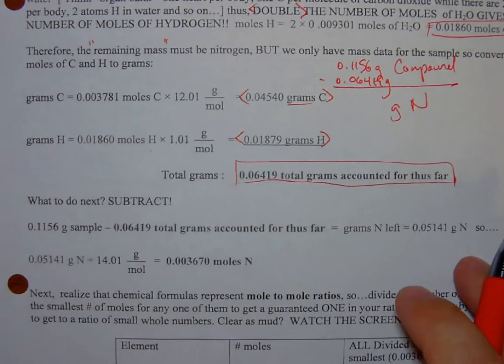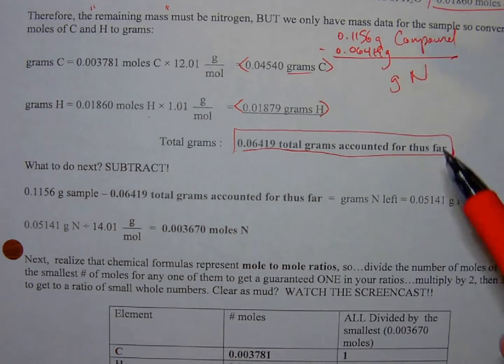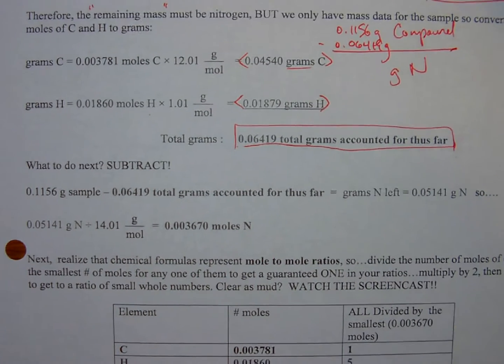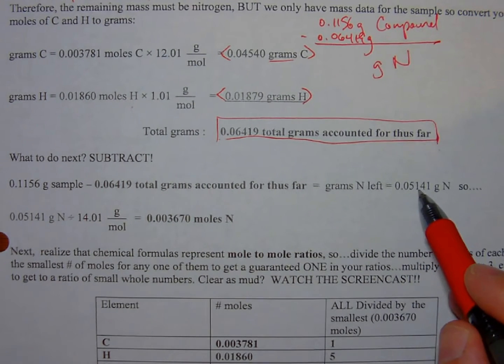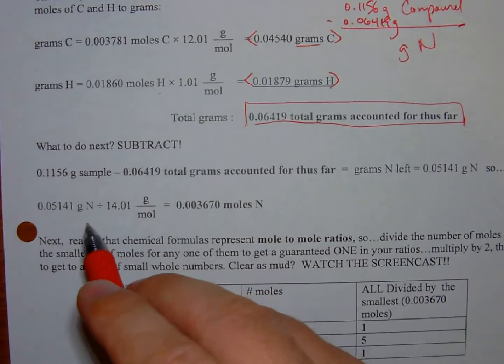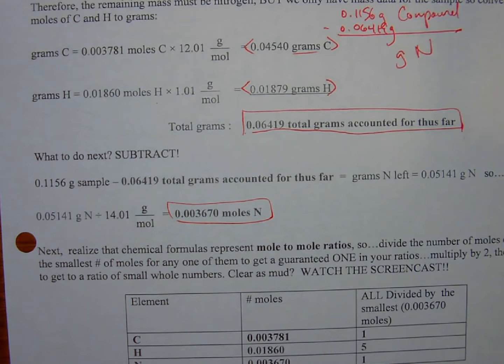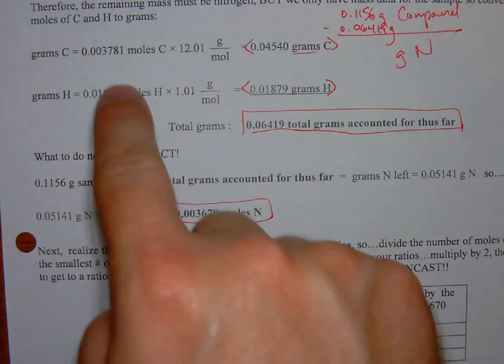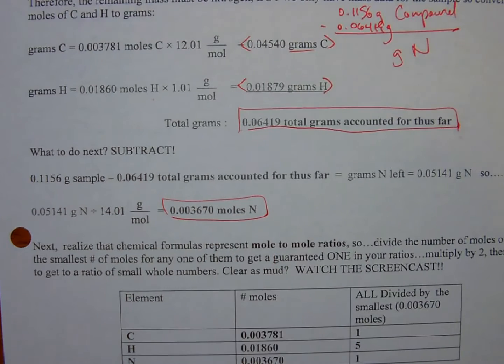So what do I do next? I subtract. So I have my 0.1156 gram sample. I subtract the 0.06419 total grams accounted for thus far by the carbon and the hydrogen. And that's going to give me my number of grams of nitrogen left, which is 0.05141 grams of nitrogen. Convert that into moles using the molar mass of nitrogen, and I have moles of nitrogen. So now I have moles of carbon, moles of hydrogen, and moles of nitrogen. I have moles of all three.